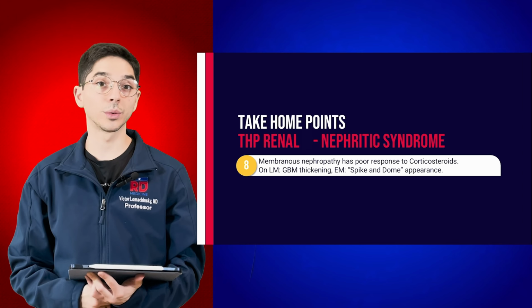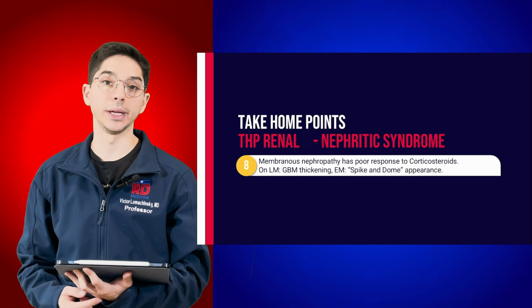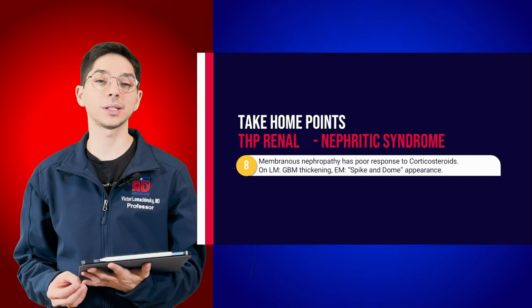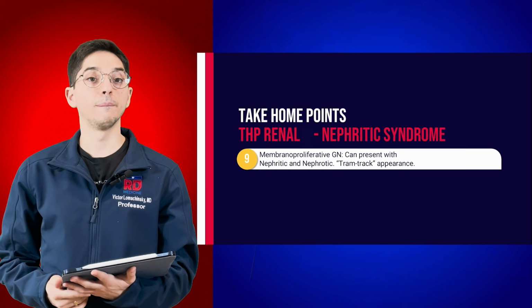Light microscopy will reveal thickening of the glomerular basement membrane. An electron microscopy will demonstrate the hallmark spike and dome appearance.